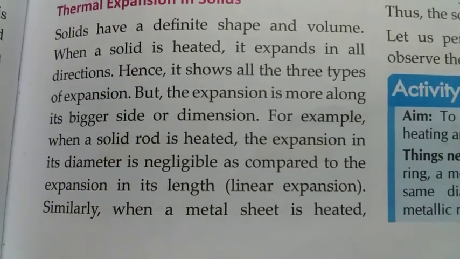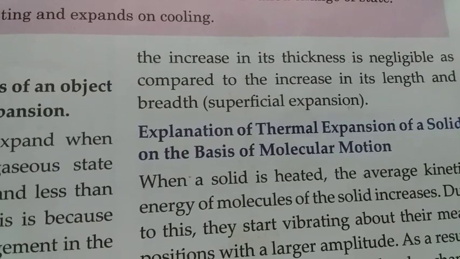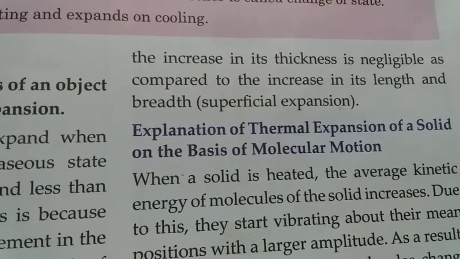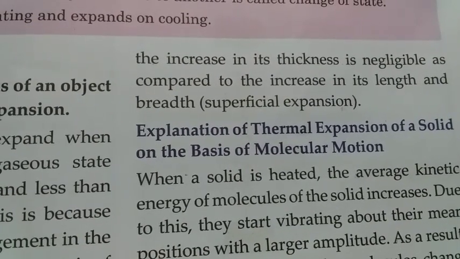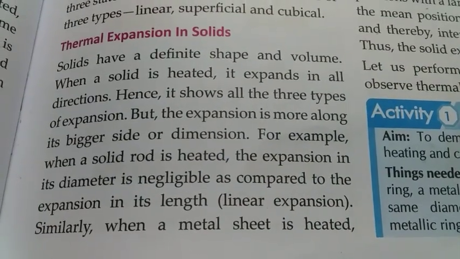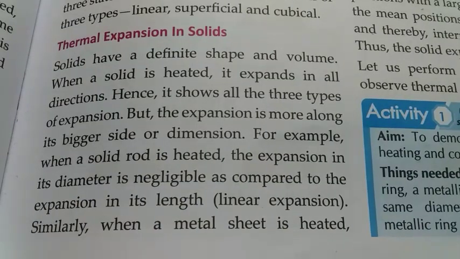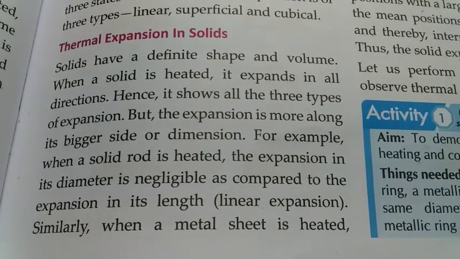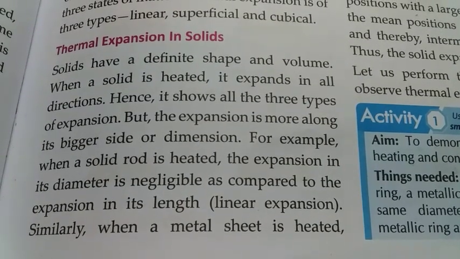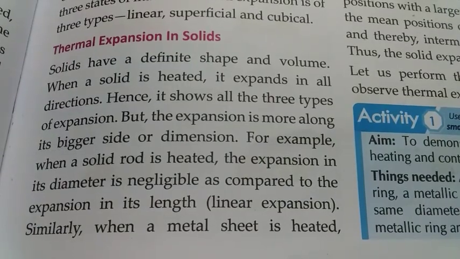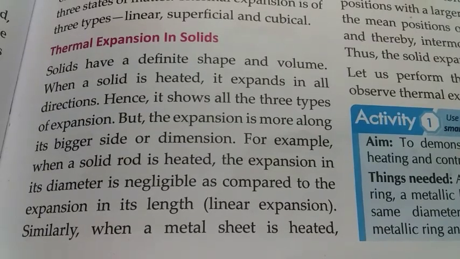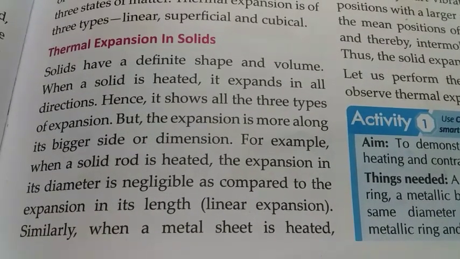Similarly, when a metal sheet is heated, the increase in its thickness is negligible as compared to the increase in its length and breadth. So, increase in length and breadth means area, that is called superficial expansion. So, solids undergo all three types of expansion. And suppose when we heat a solid rod, what happens? Its length increases more than its diameter. The expansion is more in the bigger side or bigger dimension.